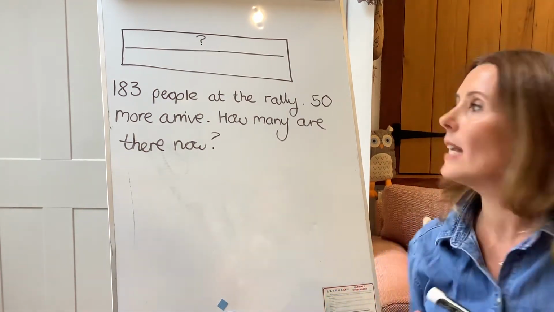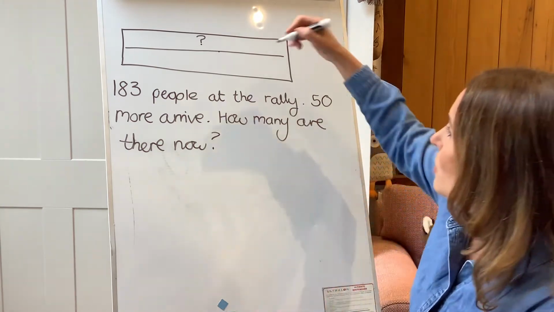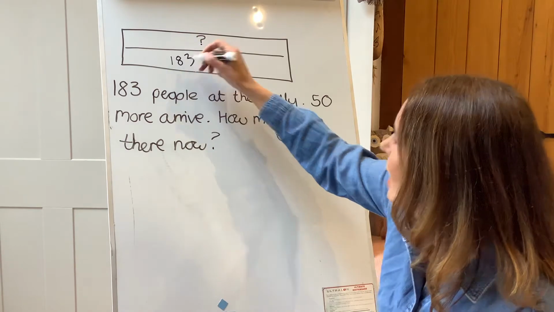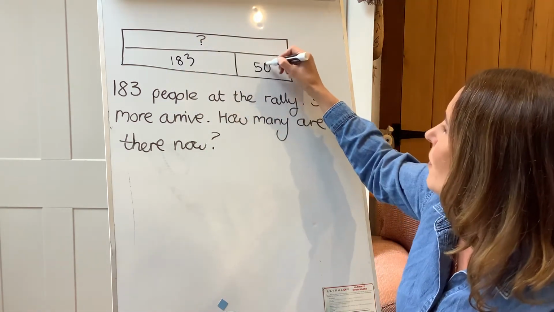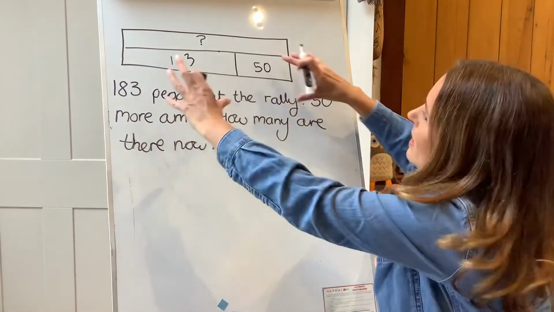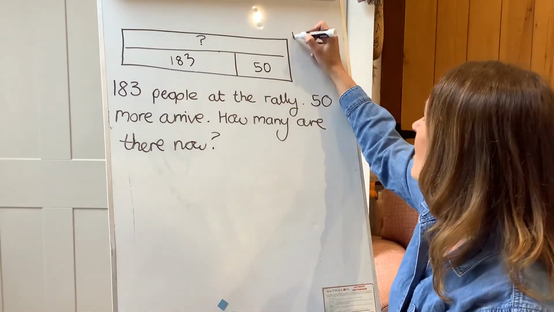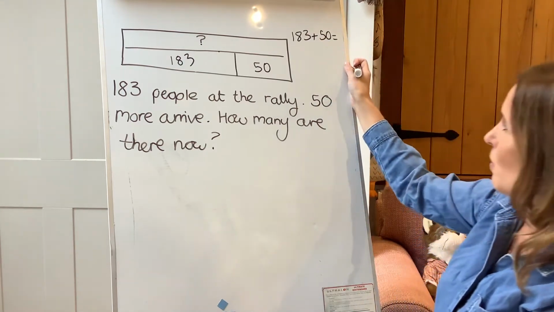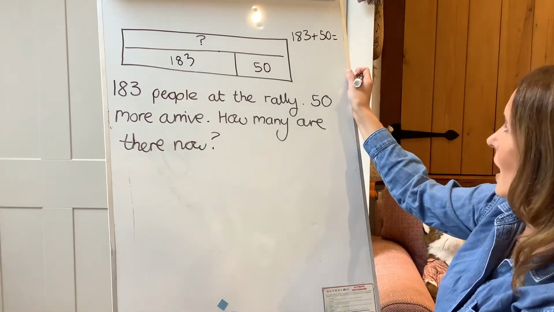Okay, so 183 people at the rally. So I'm going to draw that bar quite big. We know there's 183. 50 more arrive. So we're going to find out how many there are all together. So what is this? Put together, added together. So it helps me see what I'm doing with this calculation. And I write down at the side what I'm doing, 183 add 50.